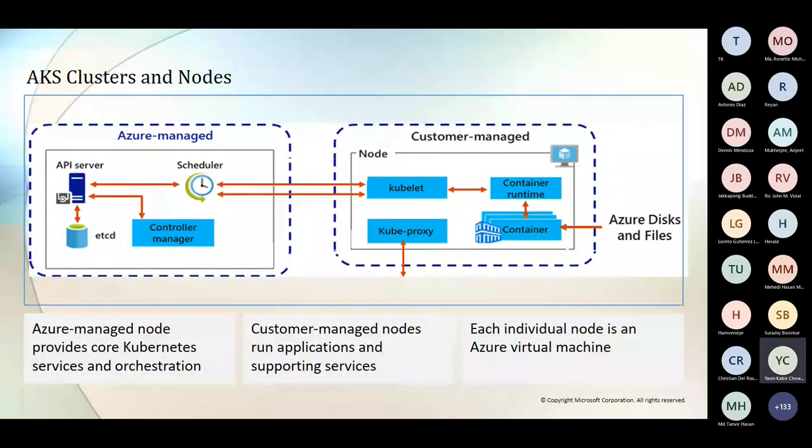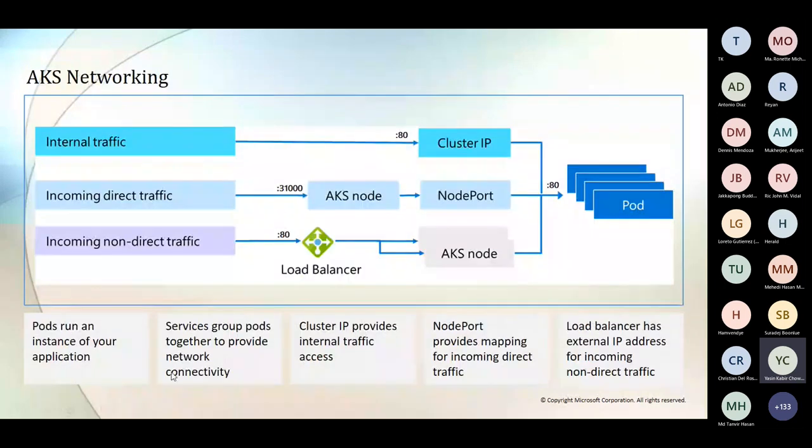How will the network work? There are three parts of the network. The first is internal traffic, another is incoming direct traffic in Kubernetes, and another is incoming non-direct traffic. Internal traffic goes directly to the cluster IP, and it will go to whichever production container is needed. Suppose it is port 80, then it will find the container on port 80, then it will access that cluster IP.